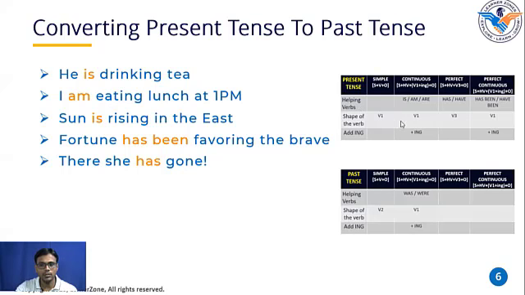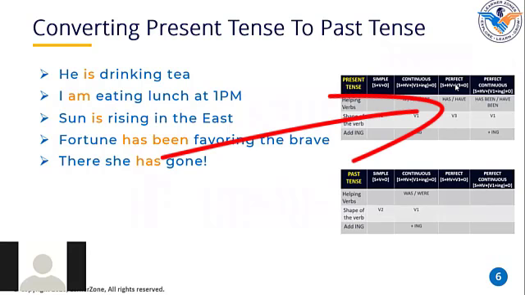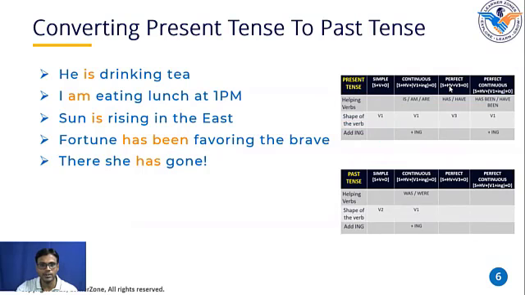What is the helping verb? Has. Okay, where is has in this? Perfect tense. So this is in present perfect tense, and we are using go, went, gone, the third shape of the verb. Correct? Is this clear?